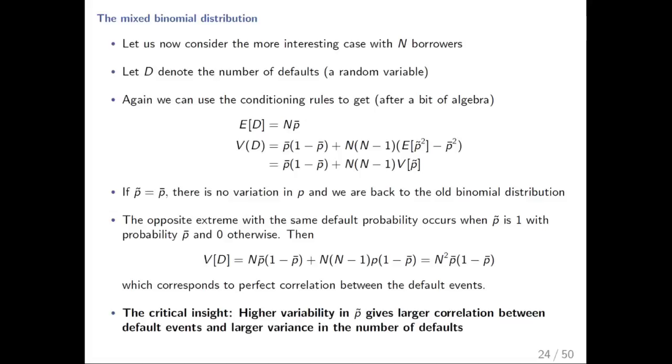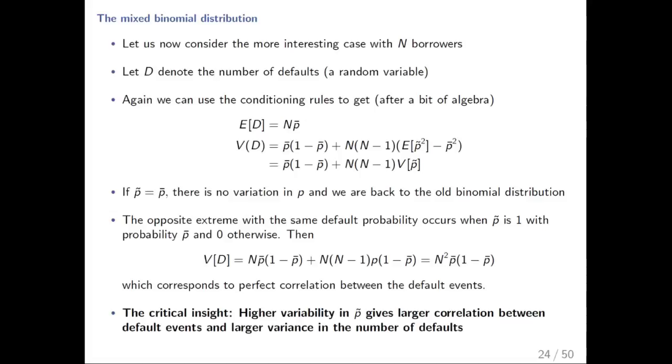Okay, so these are the two extremes, where we end up with a zero correlation, the variance is equal to P bar 1 minus P bar, and if there is perfect correlation, that is n squared times larger. Right? So going from here, if there's no variation in P, I end up with just this term, whereas if there is perfect correlation between the asset defaults, which happens with the probability P bar, I end up with this result. And this is the key insight to the model.